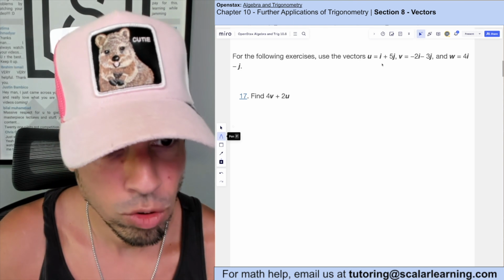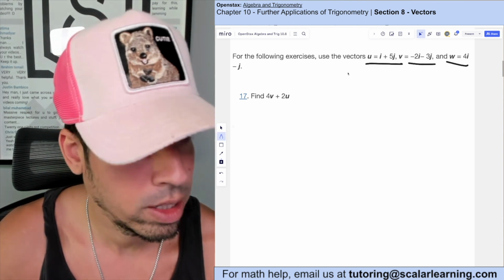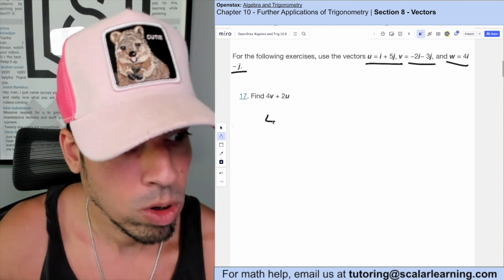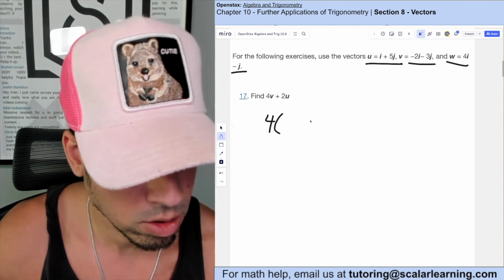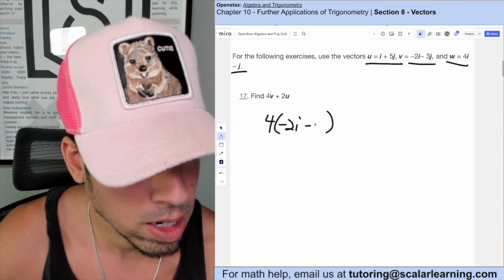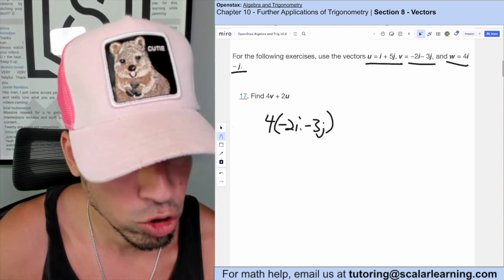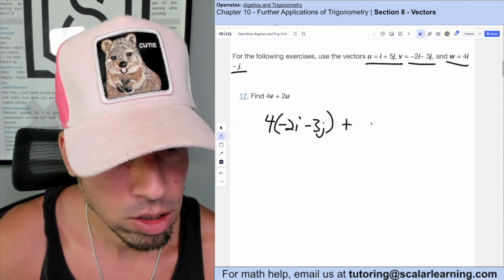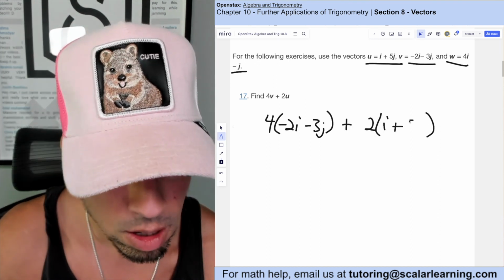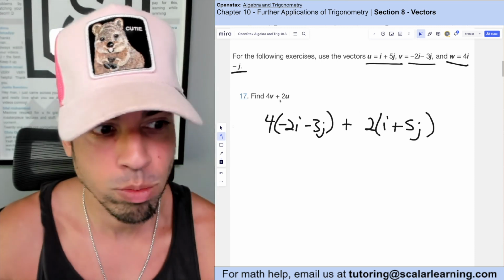So for this one, it says use this vector and this vector and this vector to find this. So 4v plus 2u. So what am I really doing? I'm going to plug these in, right? What is v? It's -2i minus 3j, just like variables, right? We treat i and j just like variables, plus 2 times u. So I'm going to sub that in. That's 1i plus 5j.